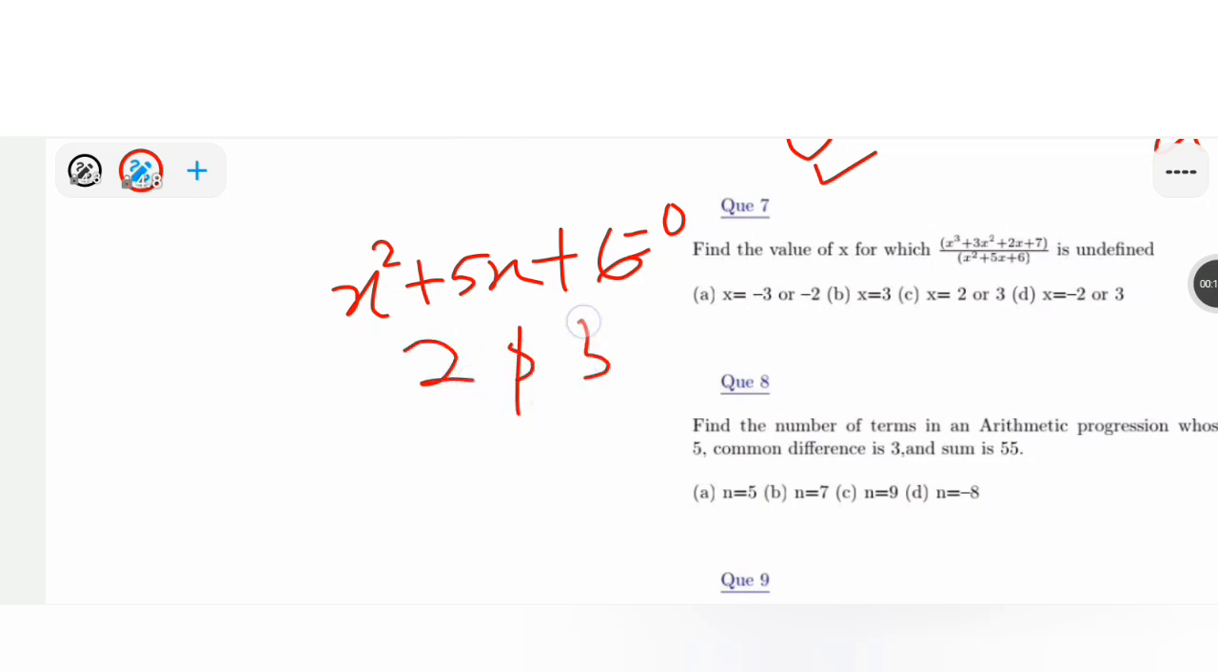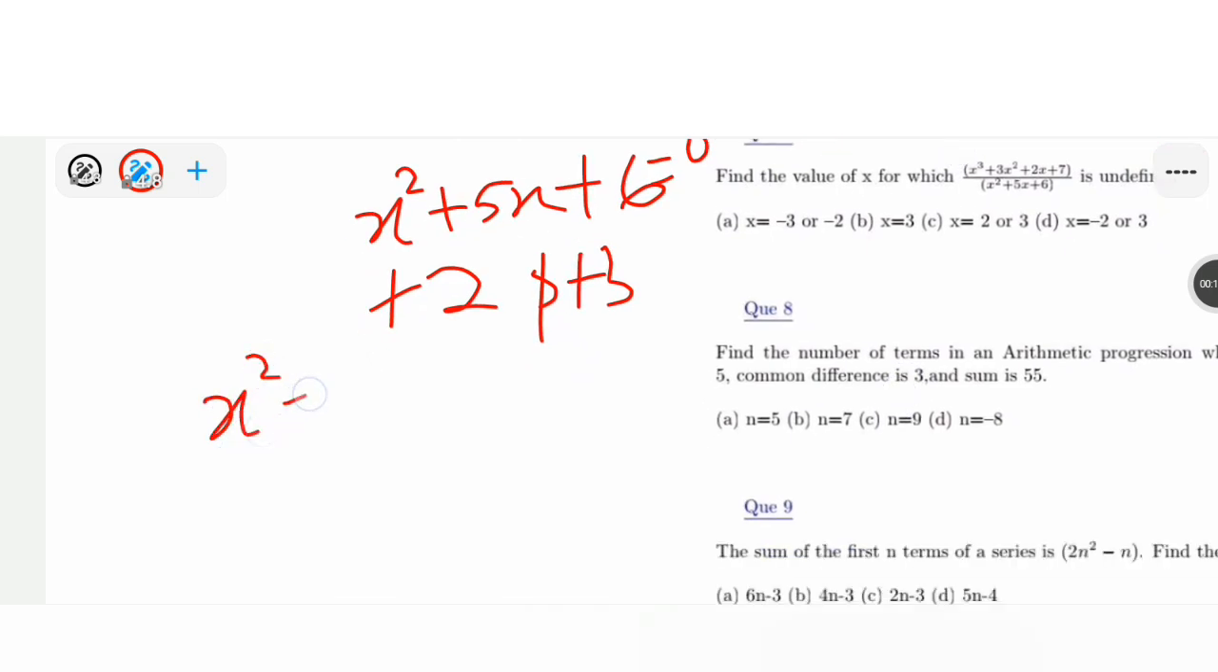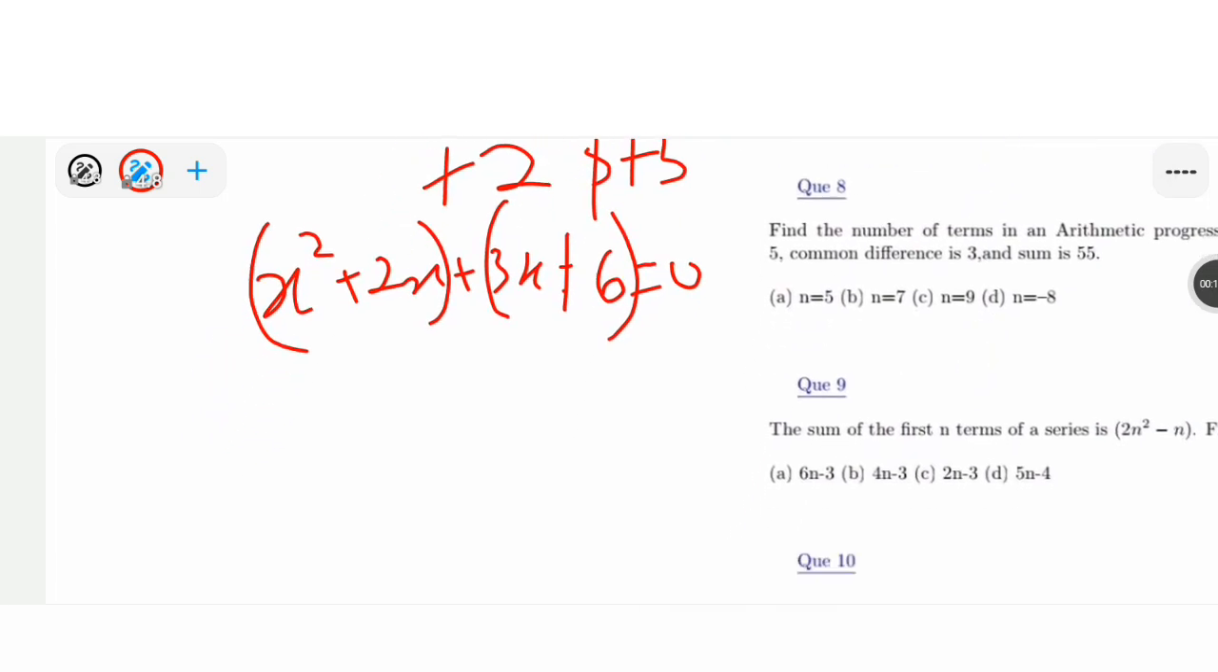So 3 is the bigger one. You give 3 the sign of the middle term, so 3 will take plus. Then plus times plus, give it to 2, that will also be plus. So don't write 5x again. You just write 2x and 3x. So you have x squared plus 2x plus 3x plus 6 equals 0. Factorize it like this. x is common. 3 is common.